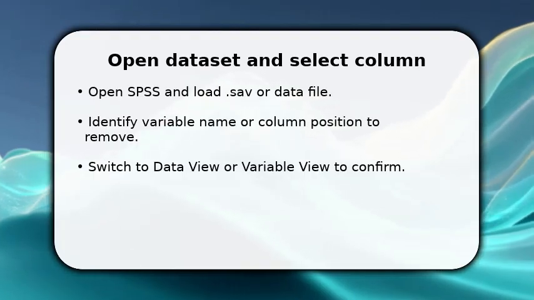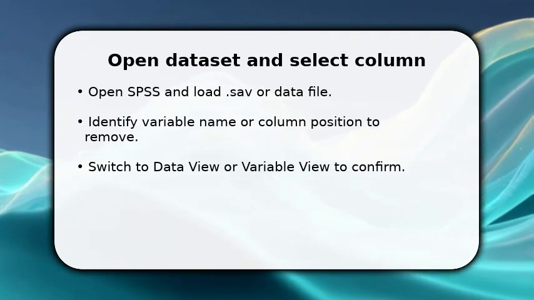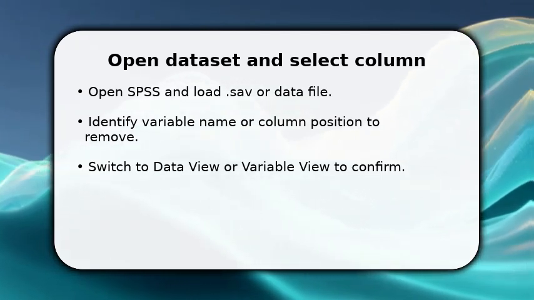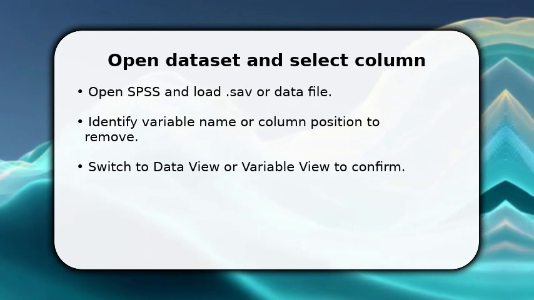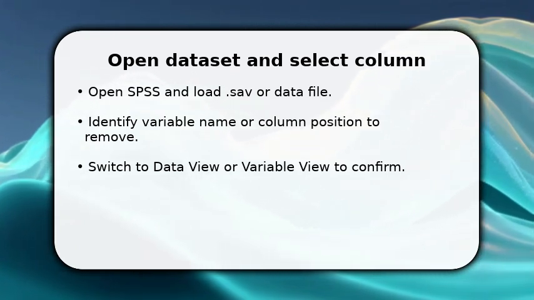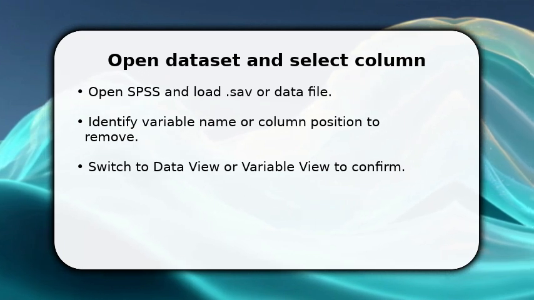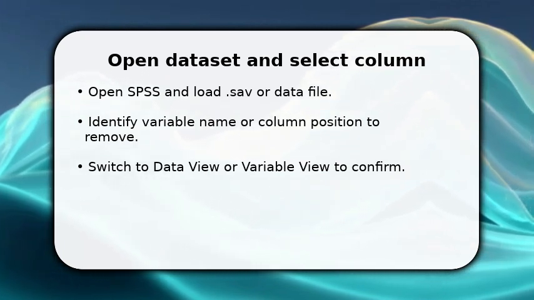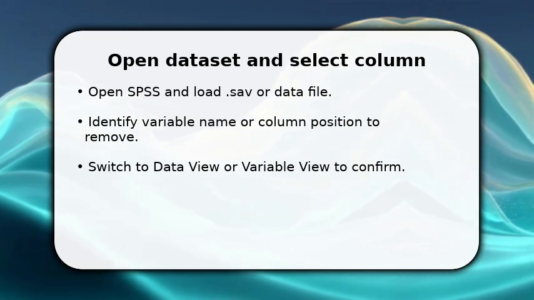Open your dataset in SPSS and locate the column you want removed. You should know the variable name or index. In Variable View, verify the variable type and any attached labels so you don't delete the wrong field. Once confirmed, switch to Data View if you prefer visual context.